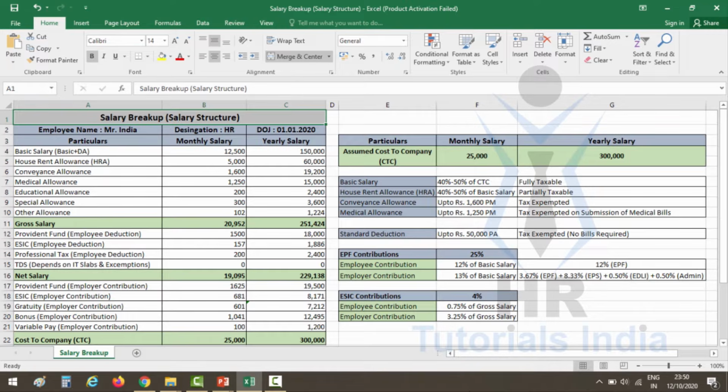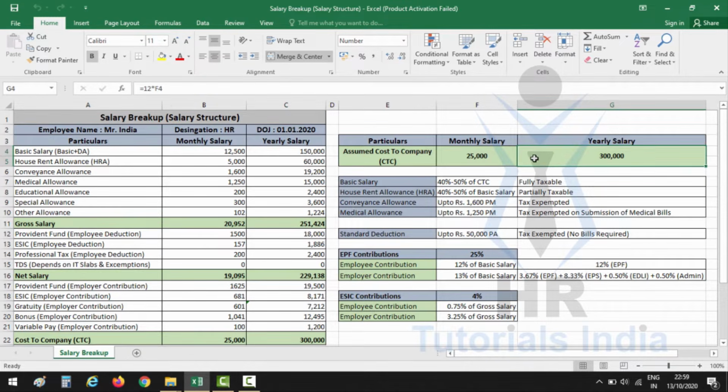I prepared a salary breakup for an employee named Mr. India, and his designation is HR, with date of joining. As discussed, we will be looking at the salary breakup or salary structure in Excel format. So in this example, let us prepare a salary breakup for a CTC of 3 lakhs. We can calculate the same for different figures like 5 lakhs or 10 lakhs. So let us see the different components and how to prepare the salary breakup for 3 lakhs CTC.